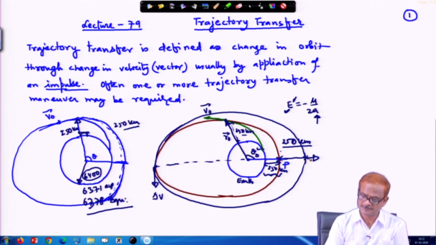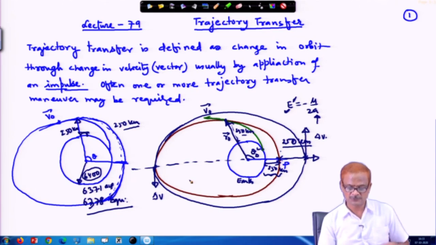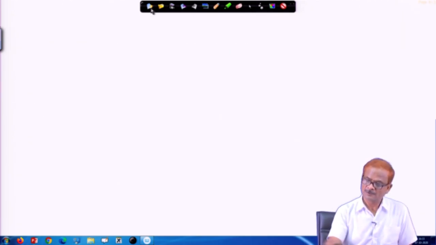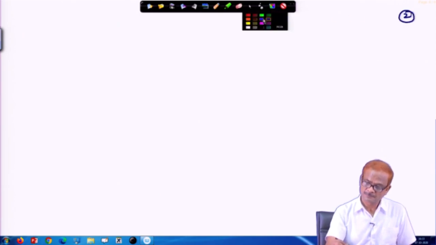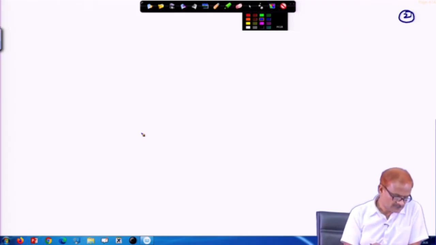Now, it has come to this place, then you may like to raise this one. So, then you give an impulse here at this point by delta v. So, this point will be raised. So, this way you can circularize the orbit, or you can make it elliptical, you can increase the altitude or you can decrease the altitude, it depends on your requirement. These issues we have discussed earlier also.